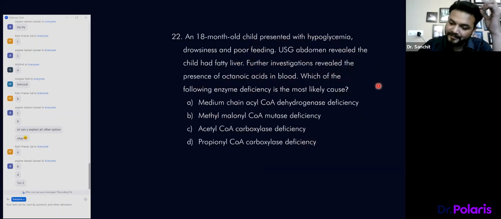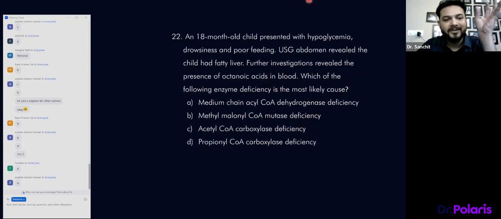Now, what exactly has happened in this particular patient? What has gone wrong? Anyone? Which enzyme deficiency do you think is there? This is a very straight biochemistry question. I'm definitely sure you guys are reading your biochemistry very well, because every time I ask you biochemistry, you are always right. It's medium chain acyl CoA dehydrogenase deficiency. That is why this child is having these many problems. So this is a very straightaway question.